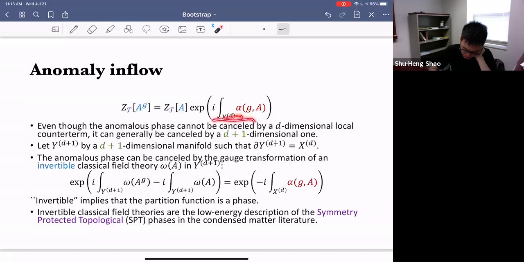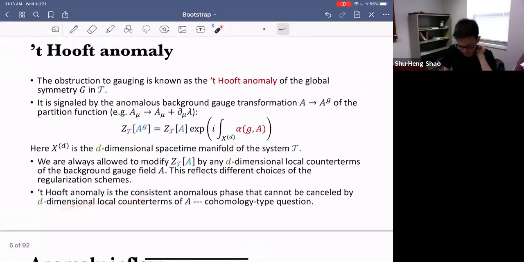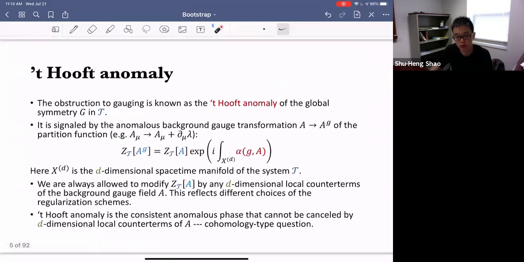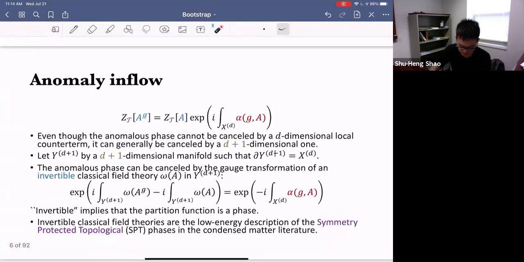So if I just stay in D space-time dimensions, the anomalous phase has to satisfy various consistency conditions, and it's subject to some ambiguity, as I was saying here. So it's generally some cohomology element. One can ask, how do you classify all such anomalous gauge transformations? One can show that all these conditions can be satisfied by the invertible classical field theory in one dimension higher.